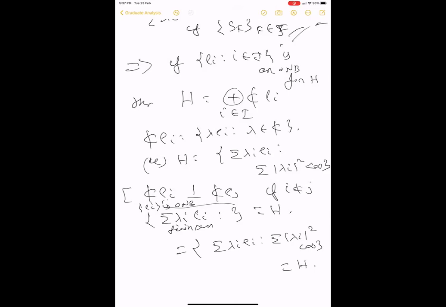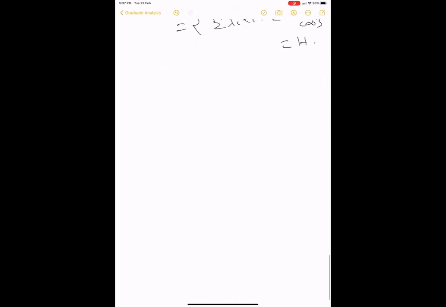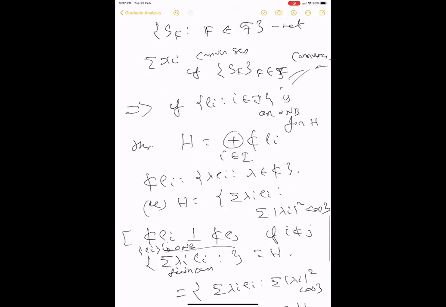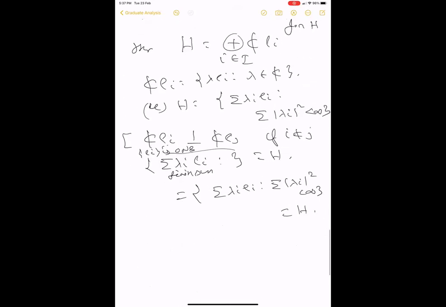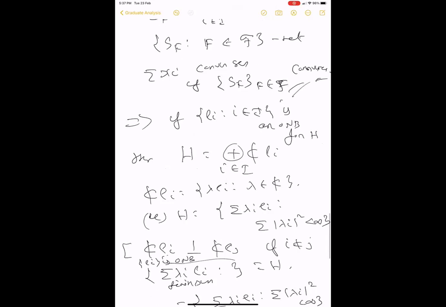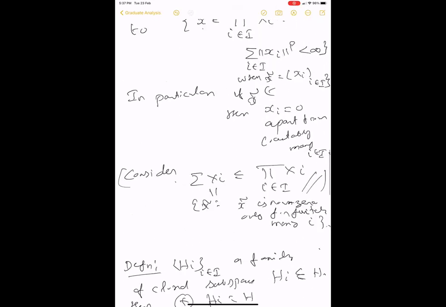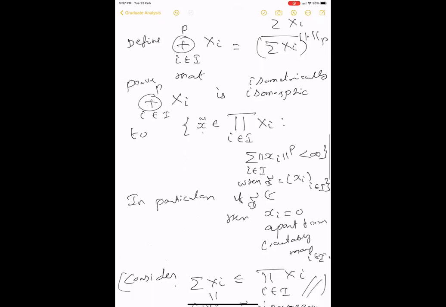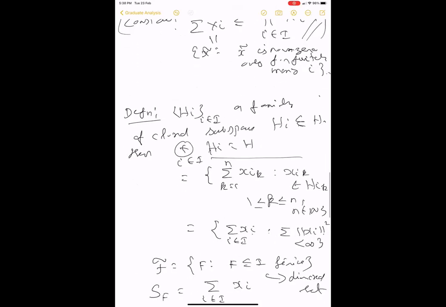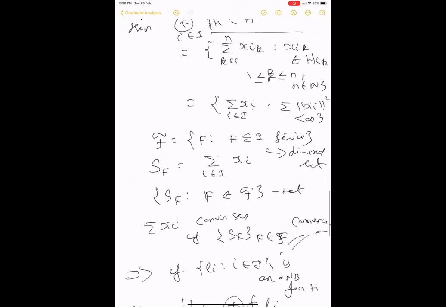So we are assuming only countably many non-zero terms to make sense of this sum, right? No, you don't need that. That's what I was saying. You can make sense of this sum even if it is uncountable using nets. The summation of xi converges if this net converges. That's it.